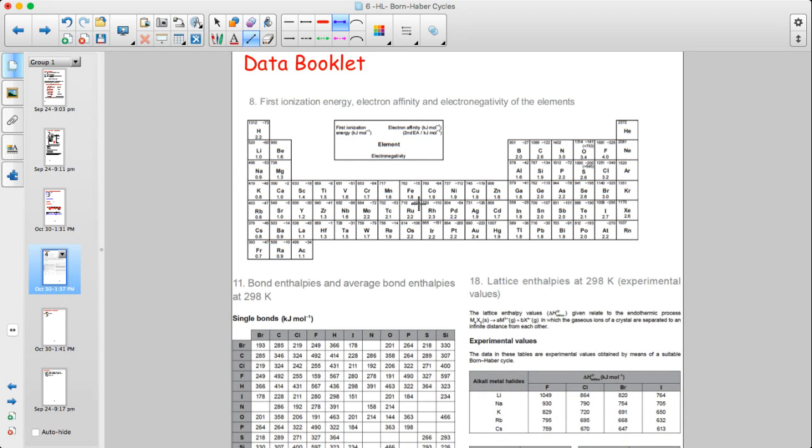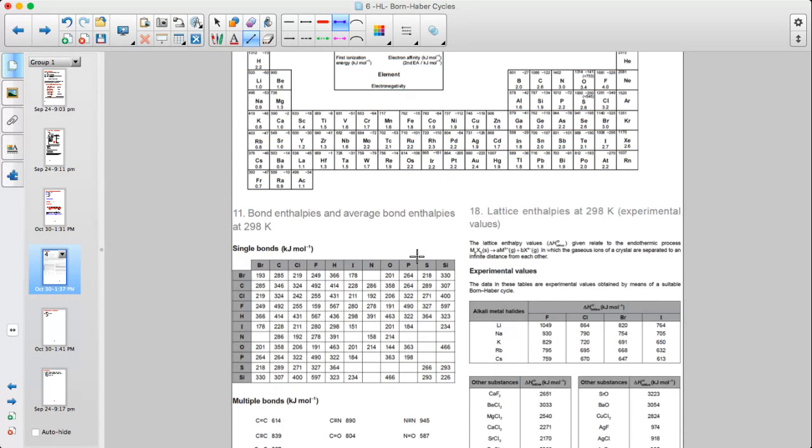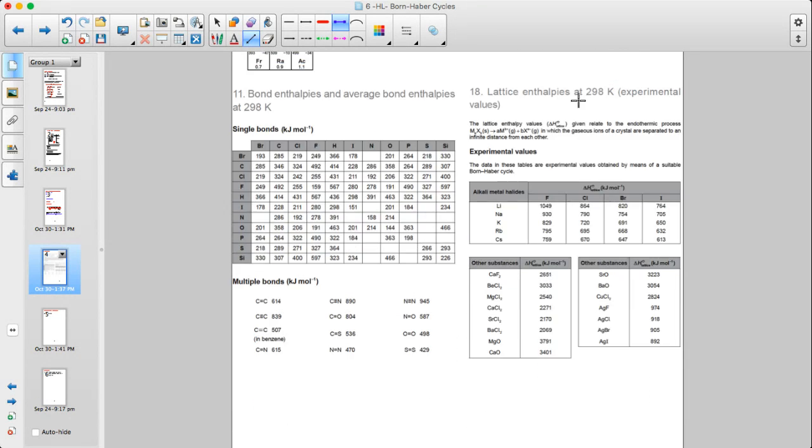To show you the data booklet, table 8 has ionization energy and electron affinity at the top left and right. Bond enthalpies are in table 11, and lattice enthalpies are in table 18.